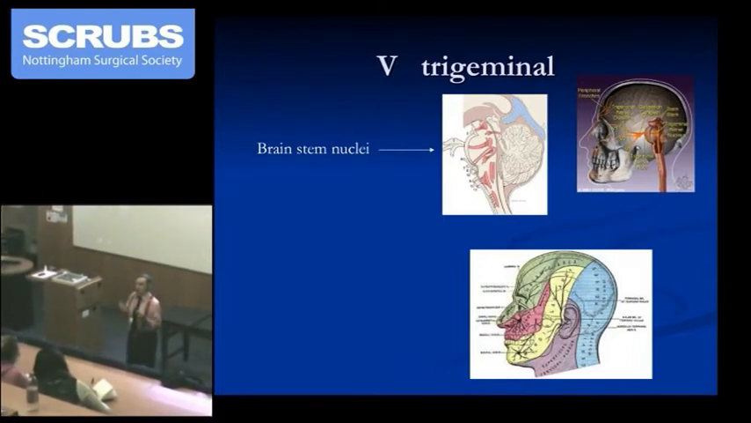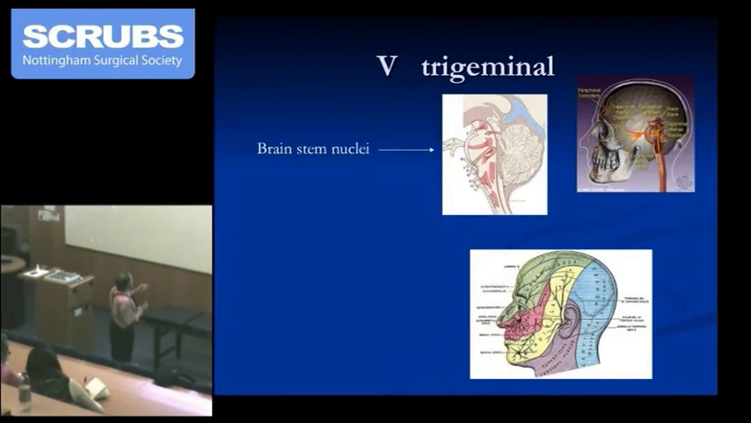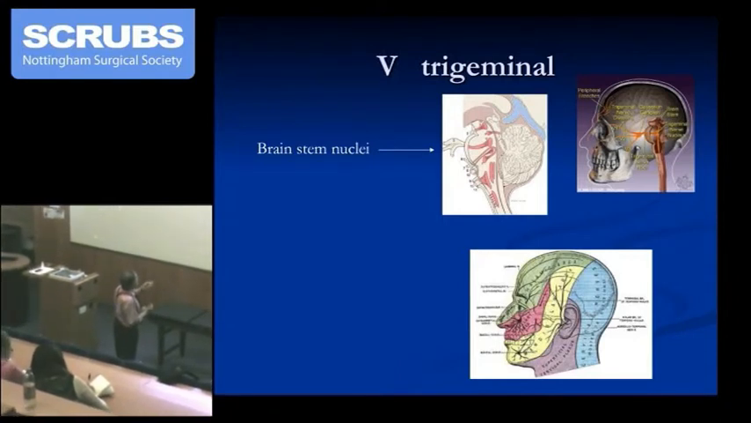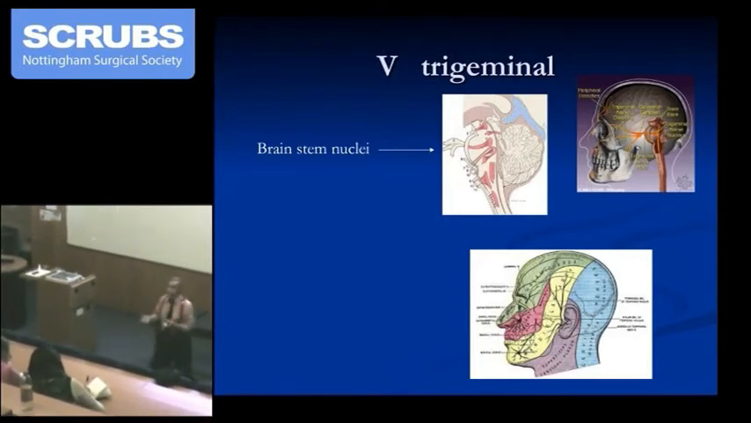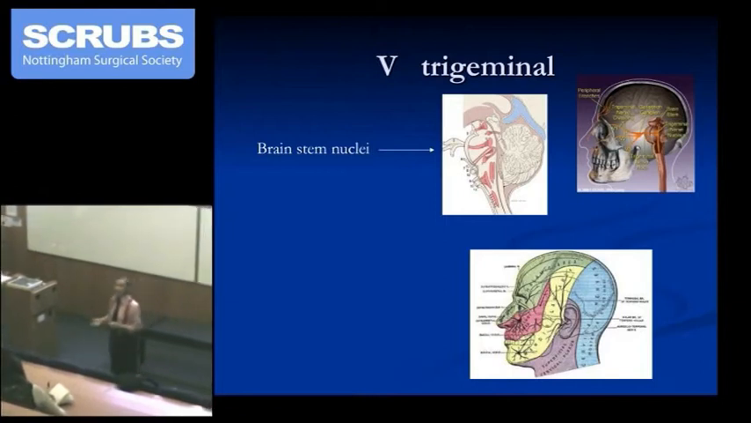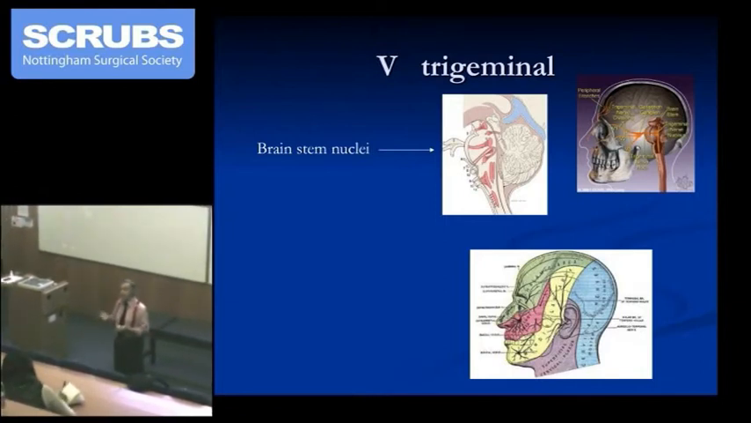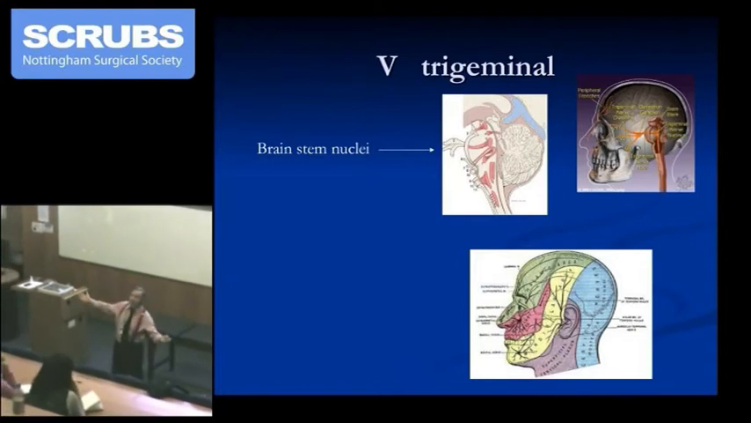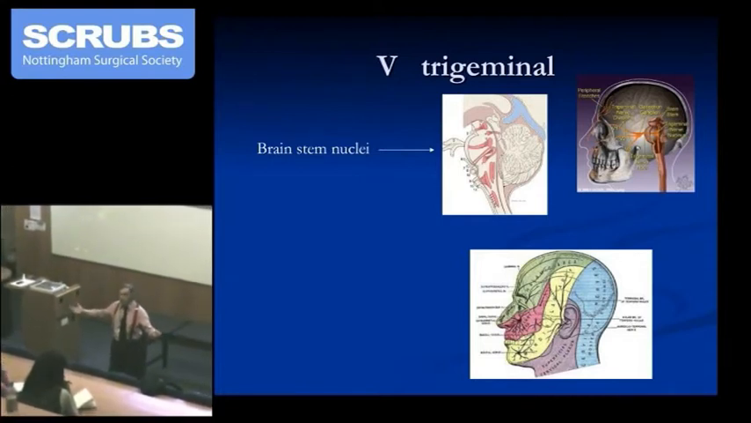The sensory nucleus is very, very long indeed. In fact, the sensory nucleus goes right away down in the cervical spinal cord. From the pontine area here, it goes right away down to about C2. Is there any clinical significance of knowing that?